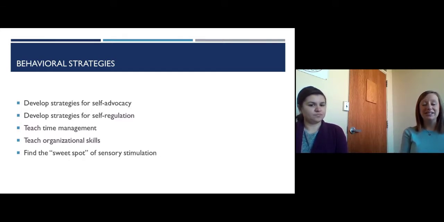We want to work on organizational skills. That's both teaching students how and why to be organized, and then finding the systems that work for individual students. And the final thing that we want to do is find that sweet spot, if you will, of sensory input. We all need different amounts of sensory stimulation. If we get too much, we're overwhelmed, and if we get too little, we lose focus. So we want that Goldilocks zone.